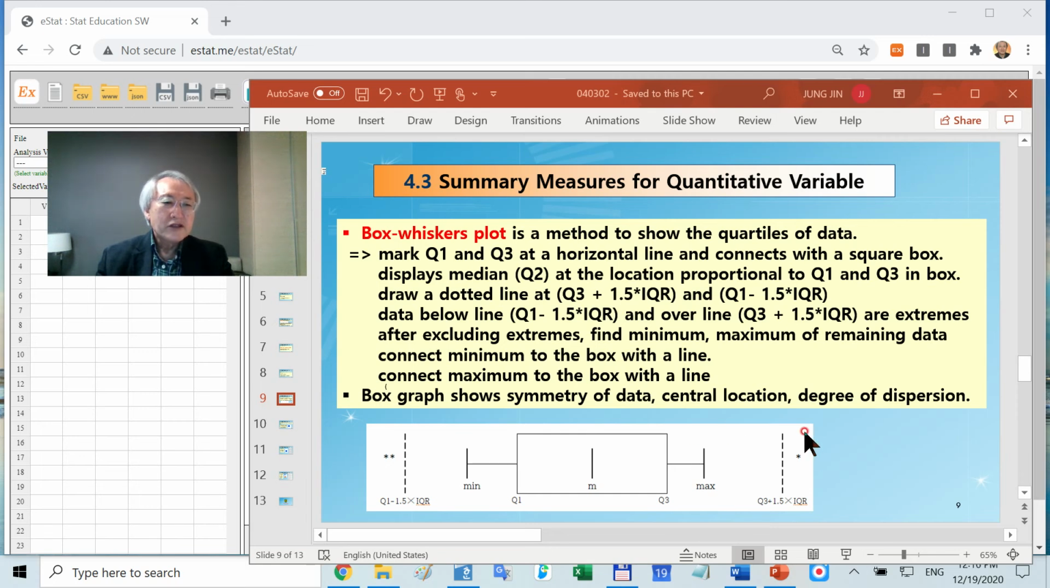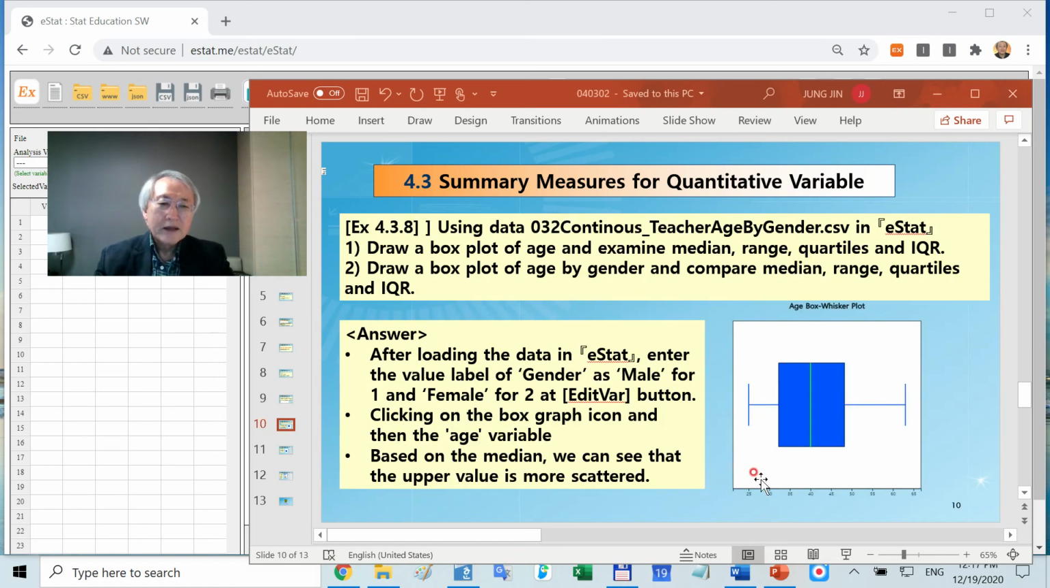Well, this is a general idea, but some packages like Estat don't plot this dotted line. They only calculate the minimum and maximum, and connect them. There are many variations of box plot. Well, we expect this kind of plot.